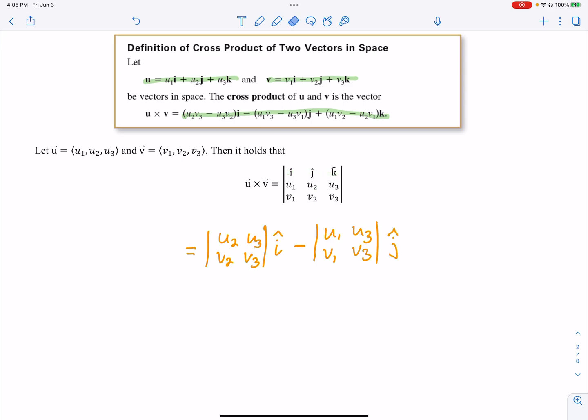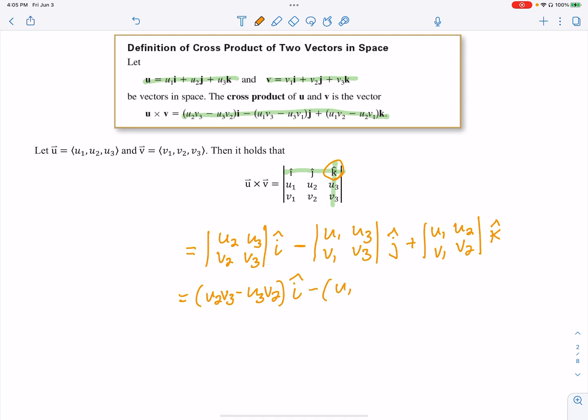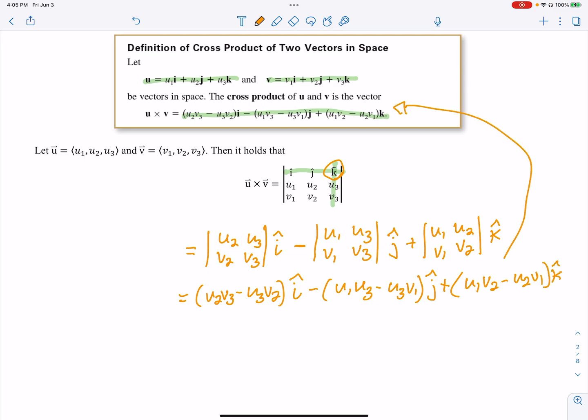And then we have our third one. It is the third column, the first row. Plus, and I write down what's there: u1, u2, v1, v2, k. Now, I would work this out, right? I got u2 v3 minus u3 v2, i, minus u1 v3 minus u3 v1, j, plus u1 v2 minus u2 v1, k. And notice, this should be the same thing as that.